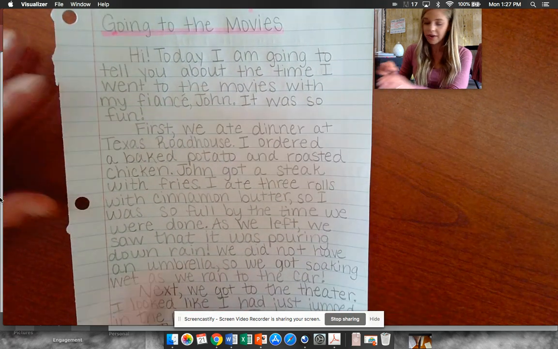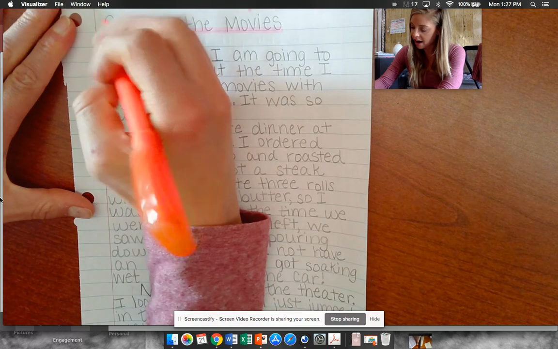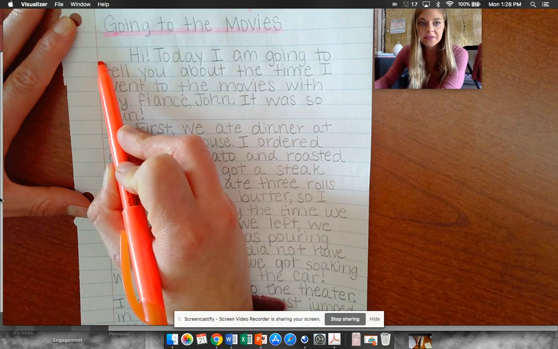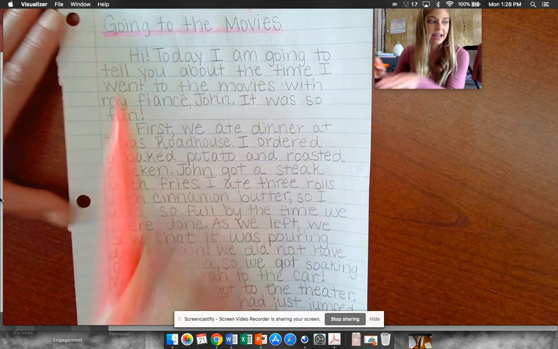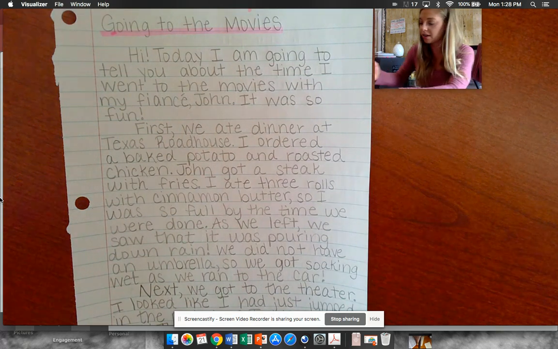So right here, this paragraph, now the way I know it's a new paragraph is because I have a 2-finger indent. Okay, that's really, really important. So I'm going to actually write that down here.